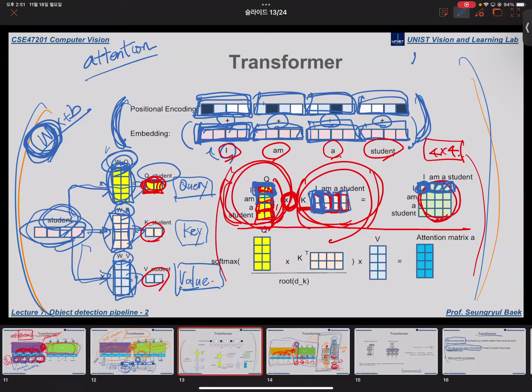Then if you do the dot product between the "N" query and all the other keys, you get the second row vector. And if you do the same thing for the "all" query and the "student" query, you get this 4x4 similarity matrix between the queries and the keys. Are you guys following this? So this is encoding the dense relationship between the inputs.